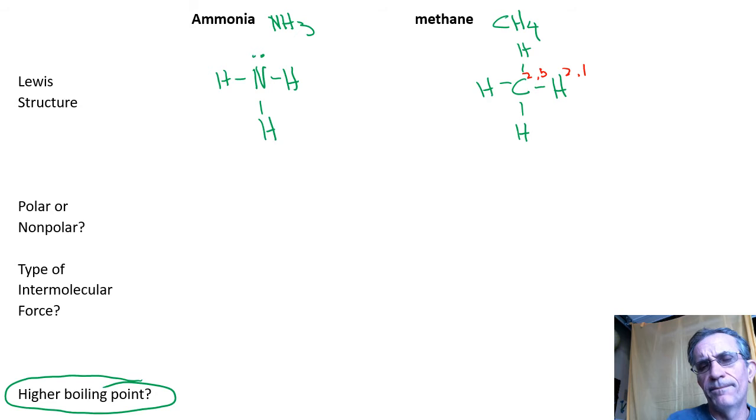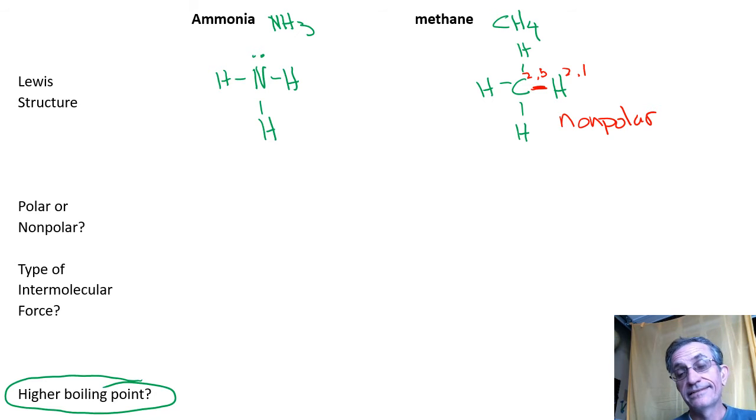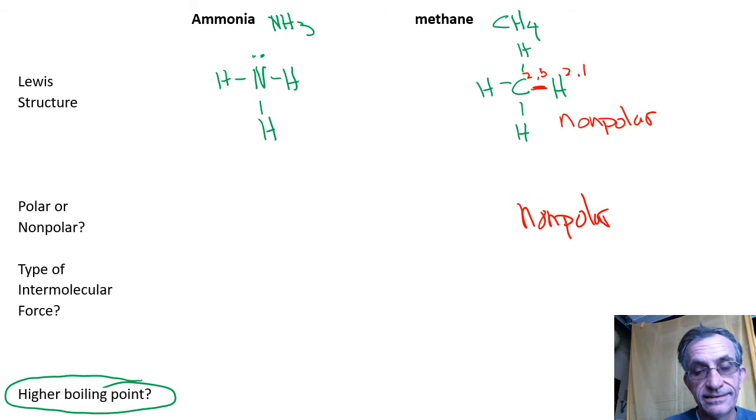I could do it over and over, but all the bonds in this molecule are between carbon and hydrogen. If you subtract 2.5 minus 2.1, all the bonds are nonpolar, right? You need a difference of 0.5 to be polar. So if all you have is nonpolar bonds, you have to be a nonpolar molecule overall, because polar molecules contain polar bonds. So in methane, we have nonpolar bonds, so you're going to be nonpolar overall. To be polar, you have to have polar bonds and more, like a lone pair or different atoms.